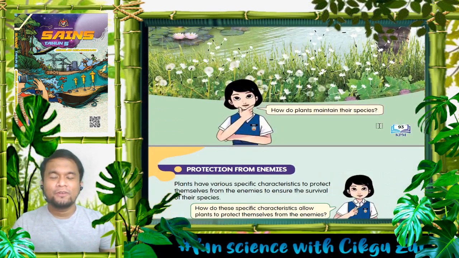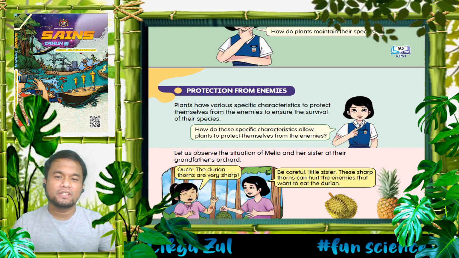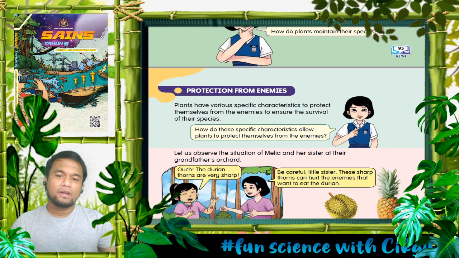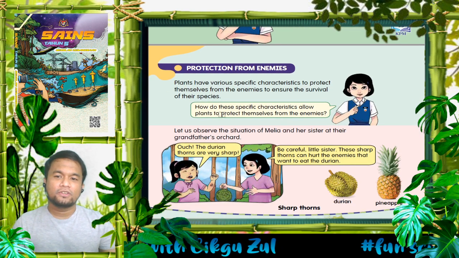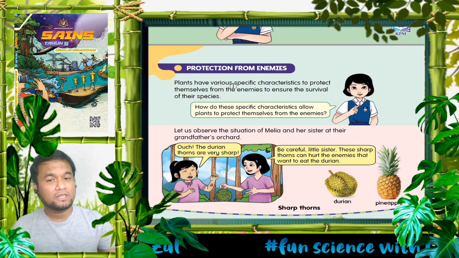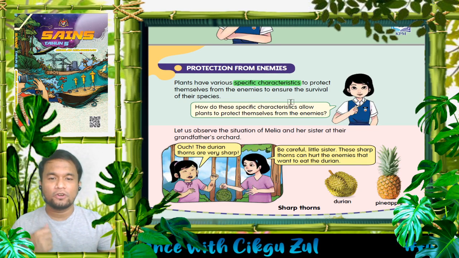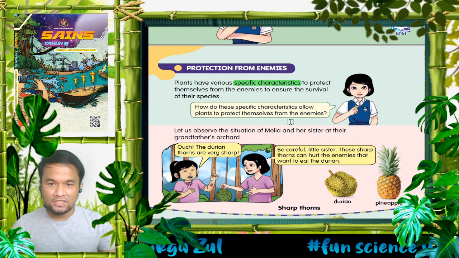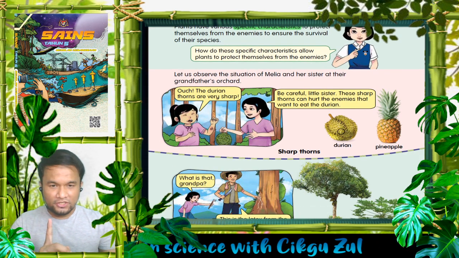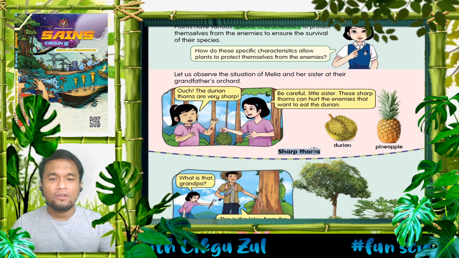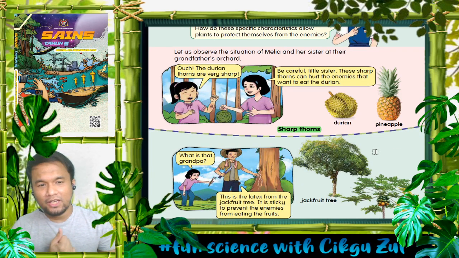Okay, so let's look at the specific characteristics possessed by certain plants to ensure the survival of their species. Plants have various specific characteristics to protect themselves from enemies to ensure the survival of their species. So we go on to the first characteristic, which is sharp thorns. Which plant has sharp thorns? Like the durian and the pineapple.